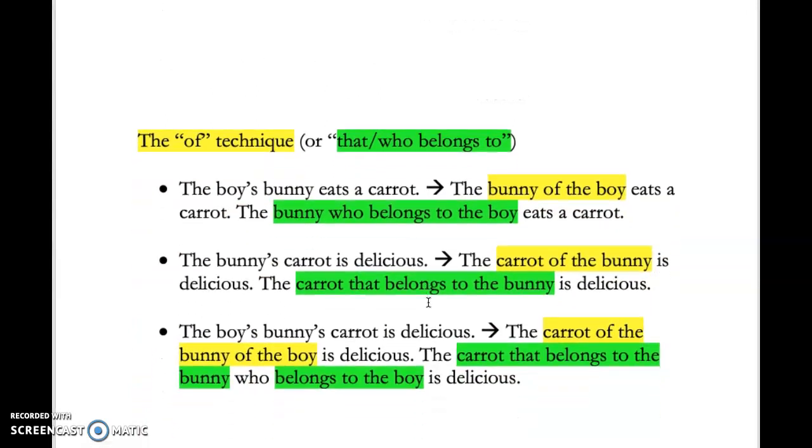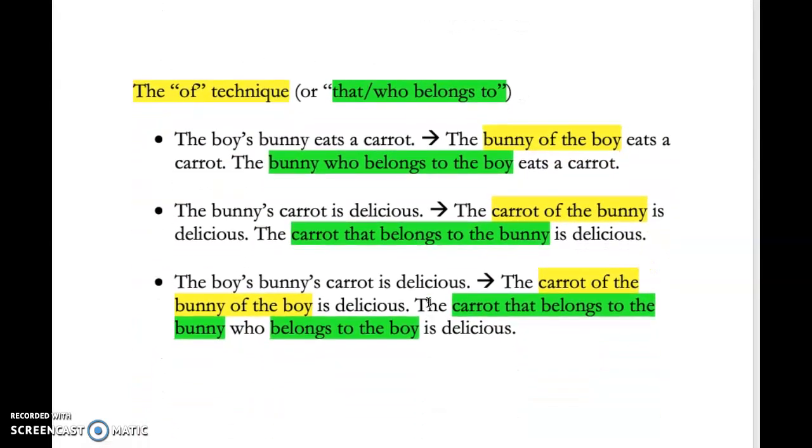So if this is hard for you, or if you're in doubt about when to apply an apostrophe, I've developed a technique that I call the "of" technique. And if "of" doesn't work for you, you could substitute "that" or "who belongs to" instead of "of". So let me show you some examples. The boy's bunny eats a carrot. That's the sentence we just read.